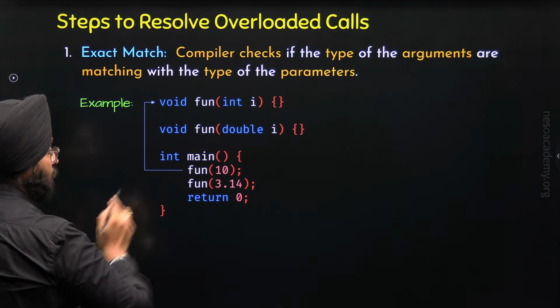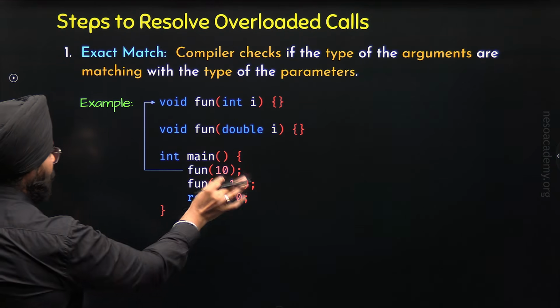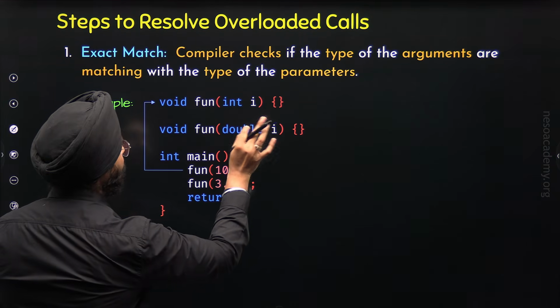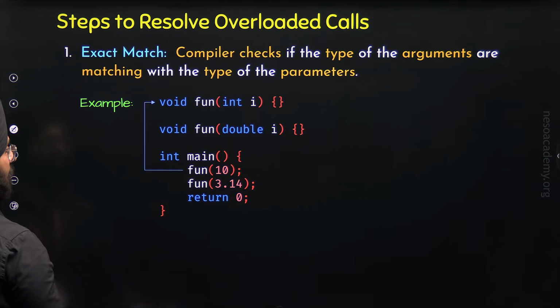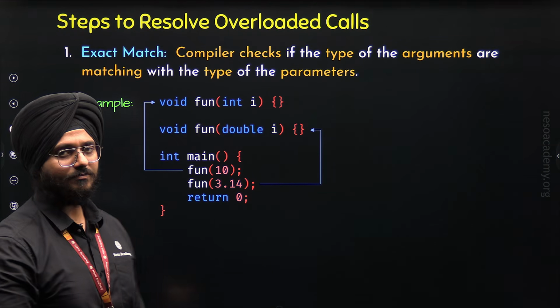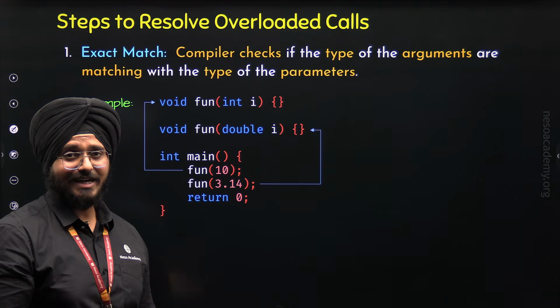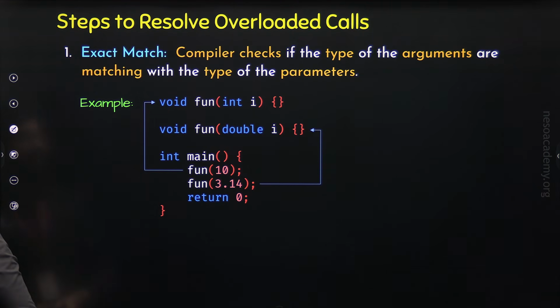Now what about this function call? Here we have a double value. Clearly, the type of this argument is matching with the type of this parameter. Here we have an exact match. Therefore, this function call will be resolved to this function definition. So that's the concept of exact matches. I hope this is clear to you. That is the first step the compiler takes.